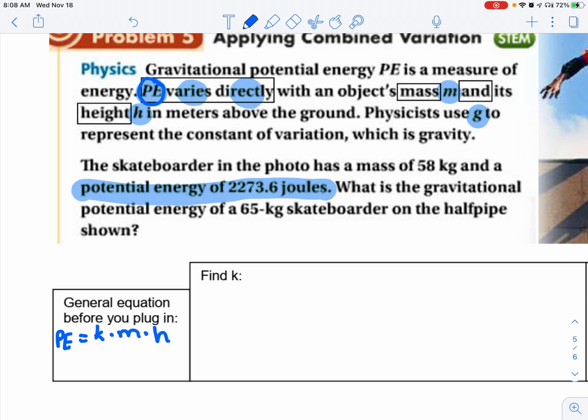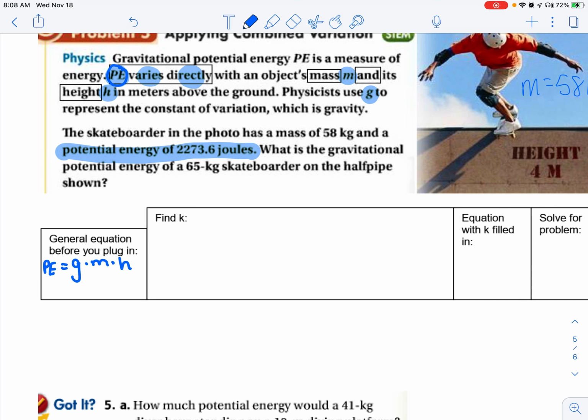Okay, so there it is. However, if we read further, they want us to use G instead of K because G stands for gravity. And it looks like we are going to solve for gravity here. Gravity is constant, by the way. So now what we're going to do is find K by filling in those numbers. So we have mass getting filled with 58. That's M. We have potential energy, PE, getting filled in with that number.